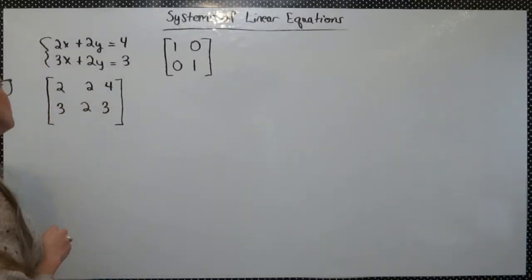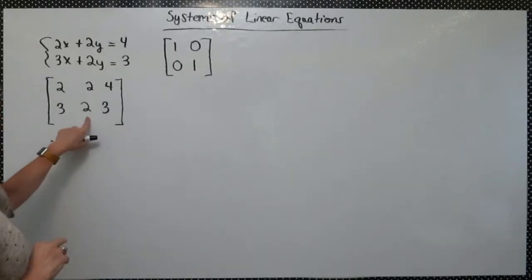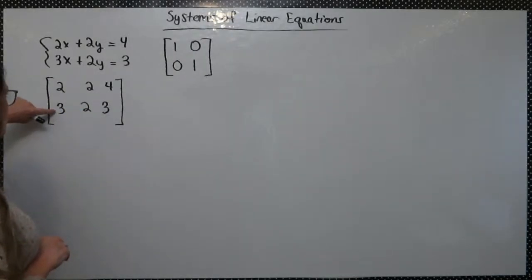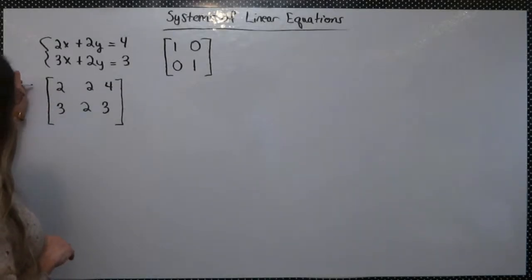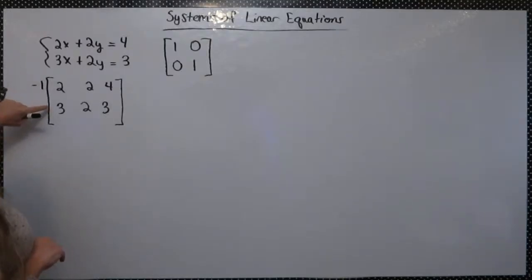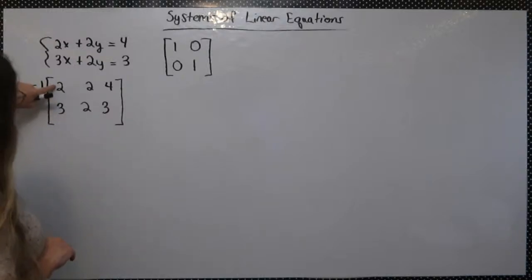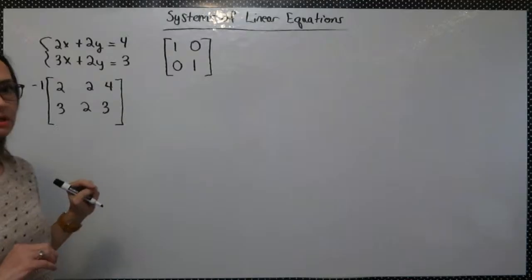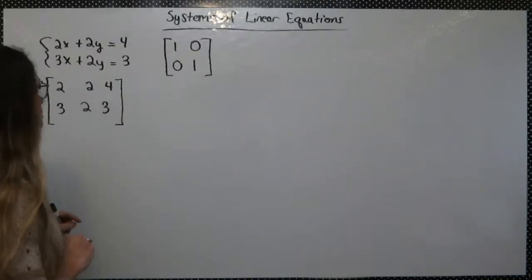Anyway, I'm noticing here that I have 2's here, and I also have a 3 and a 2. So if I multiply the first row by a -1 and then add it to row 2, I can make this, and then I'll replace row 1. This will become a 1, and this will become a 0. So I think that's probably the best first step. So let's go ahead and do that.